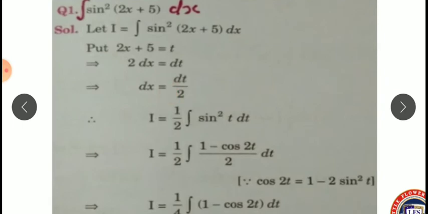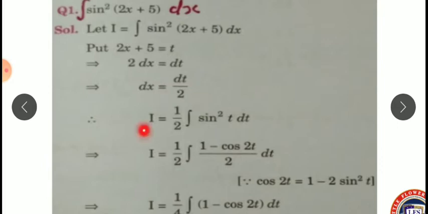Now refer to exercise 7.3, question number 1. Integrate sin square (2x plus 5) with respect to x. Let I is equal to integration sin square under bracket 2x plus 5. Put 2x plus 5 is equal to t. You know the substitution method. Now differentiating 2x plus 5, its differentiation is 2. So dx is equal to dt, and using substitution method, dx is equal to dt upon 2.